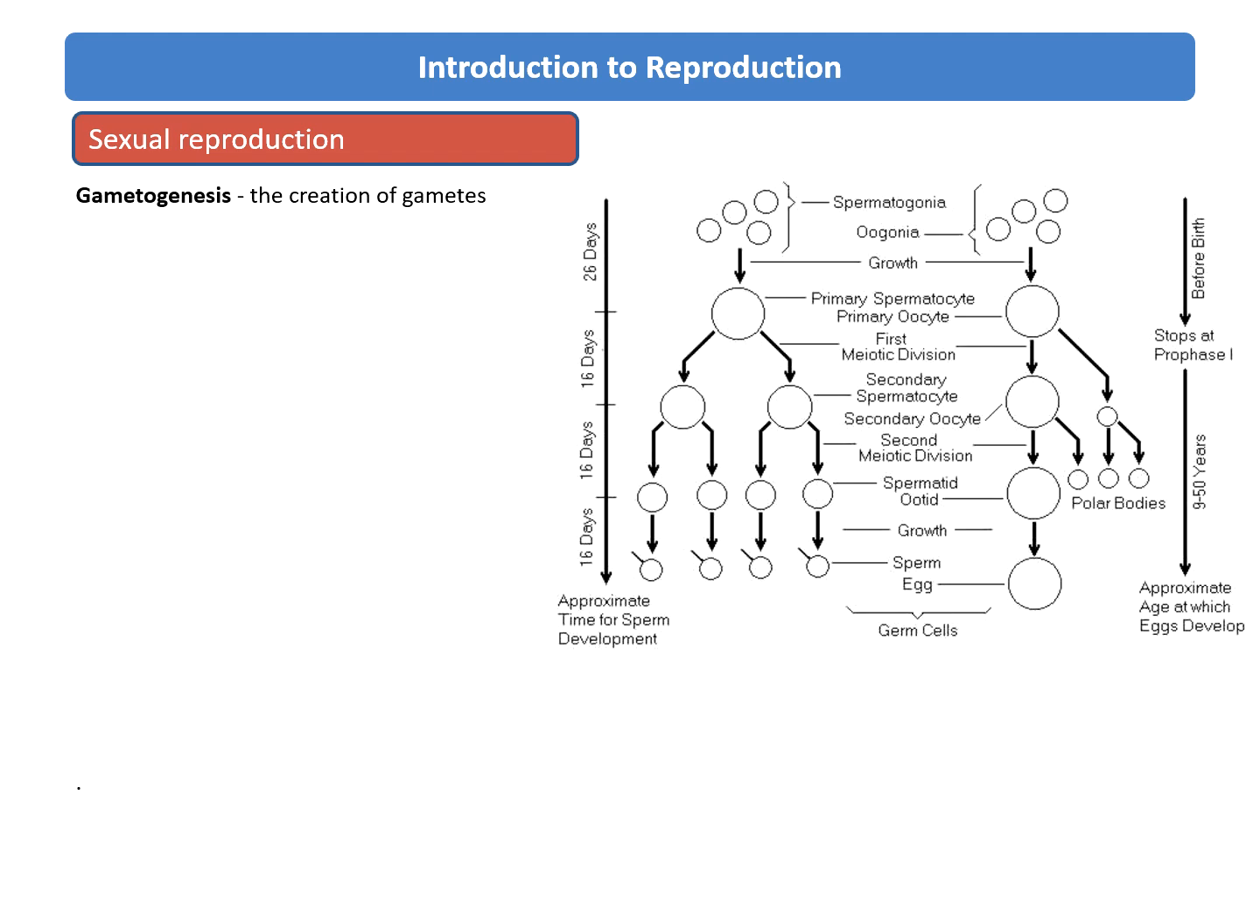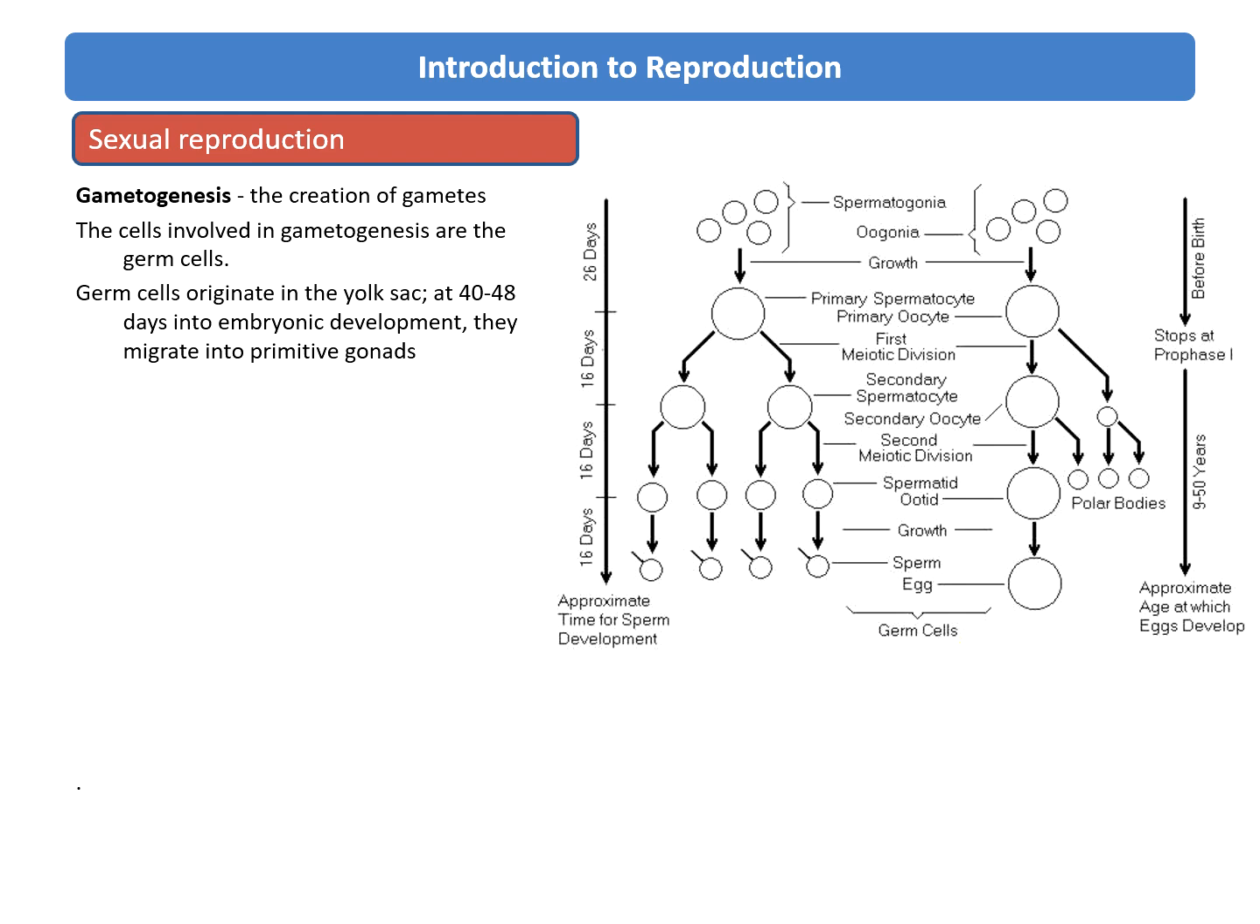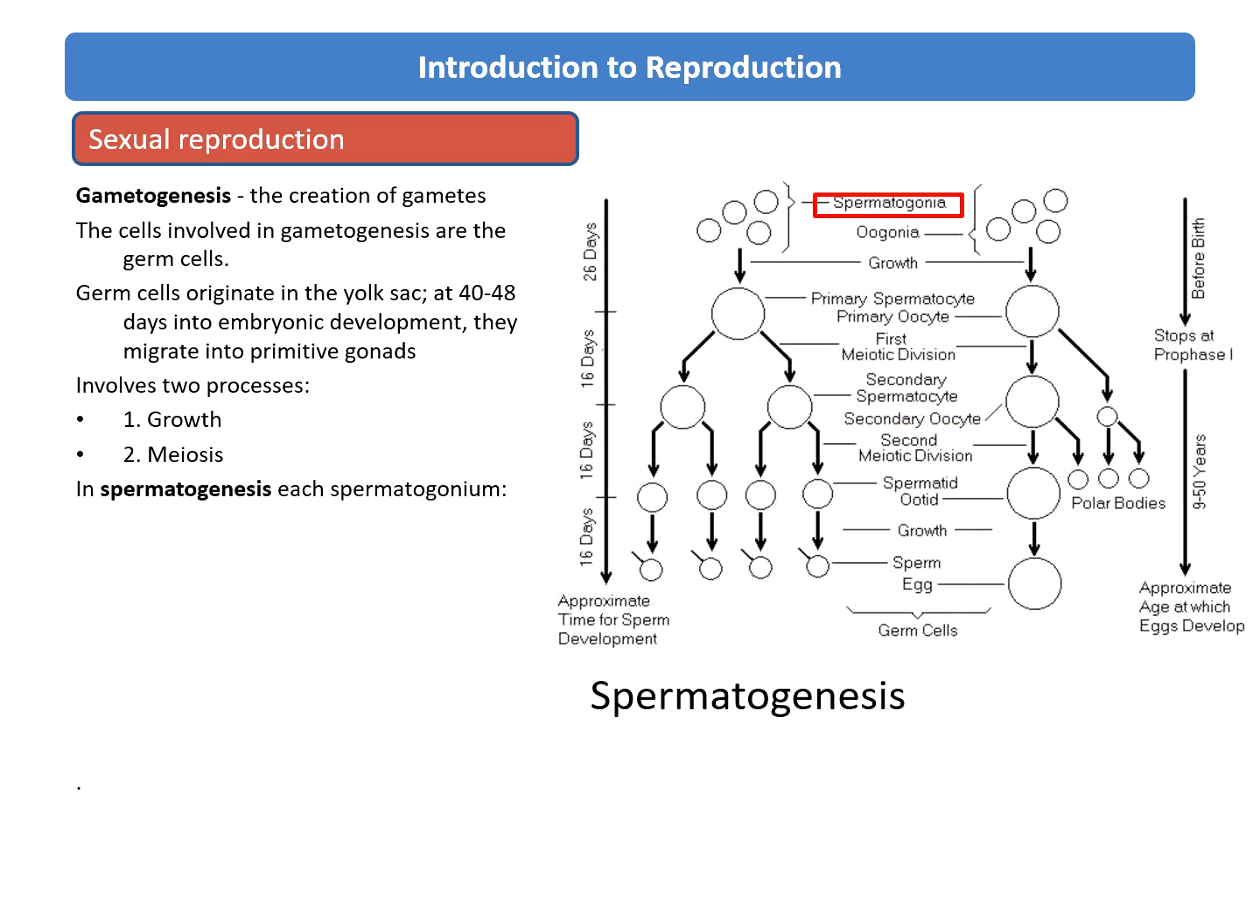Gametogenesis is the creation of gametes. The cells involved in gametogenesis are the germ cells. Germ cells originate in the yolk sac of the embryo. At 40 to 48 days in embryonic development, they migrate to the primary gonads. It involves two processes, growth and meiosis, first and second meiotic divisions.